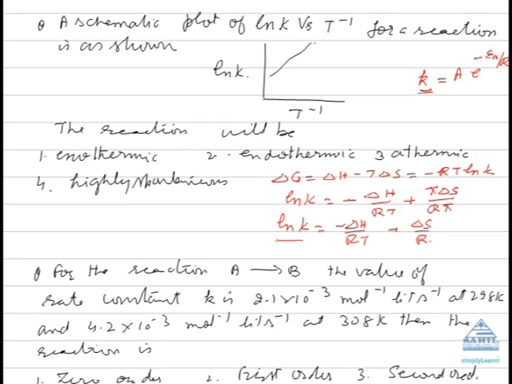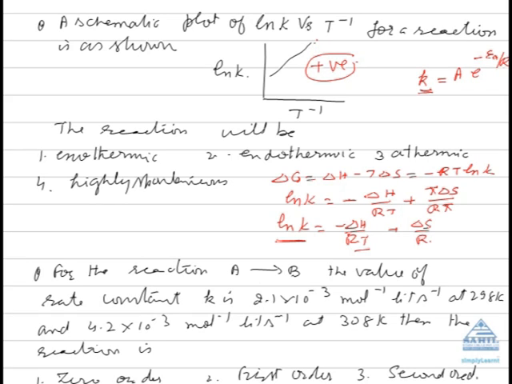He has plotted a graph between natural log of K versus 1 upon T, which is coming out to be a straight line with positive slope. It means that the value of equilibrium constant is increasing with temperature.